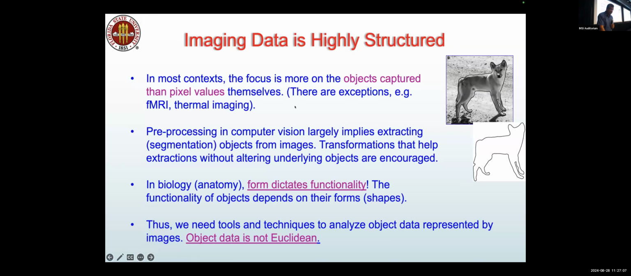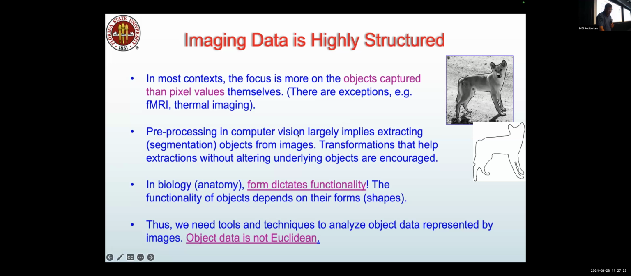That's the first bullet. The focus is on objects captured rather than the pixel values themselves. Of course, there are exceptions. There are a lot of people here doing fMRI, and there the actual pixel values have meanings. These are the exceptions in general.